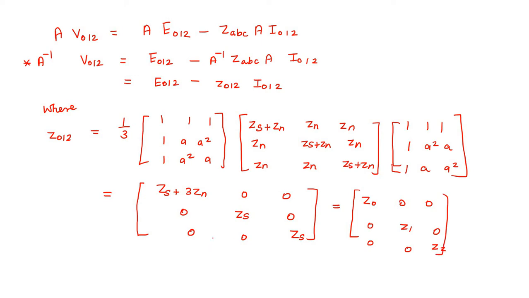And next, substitute the values. EA0 1 2 is what? 0, EA and 0. And Z0 1 2 is what? Z0 0 0 0 Z1 0 0 0 Z2. Next, I am going to substitute these values in the equation we have already derived.